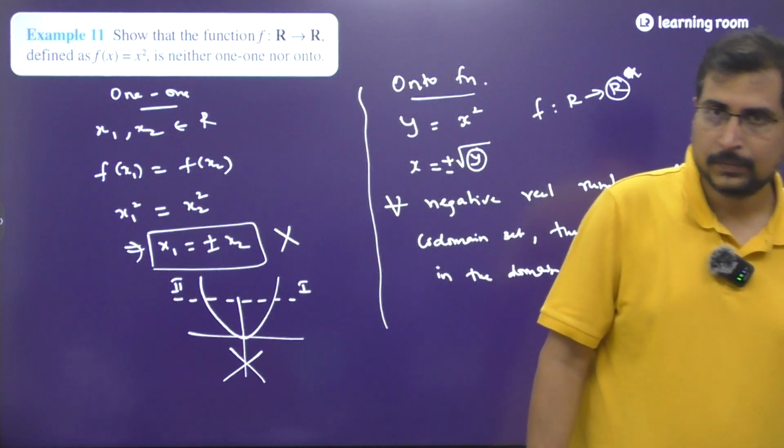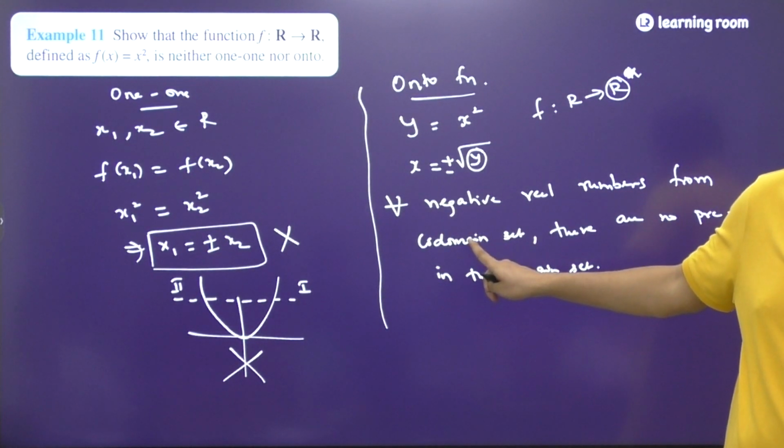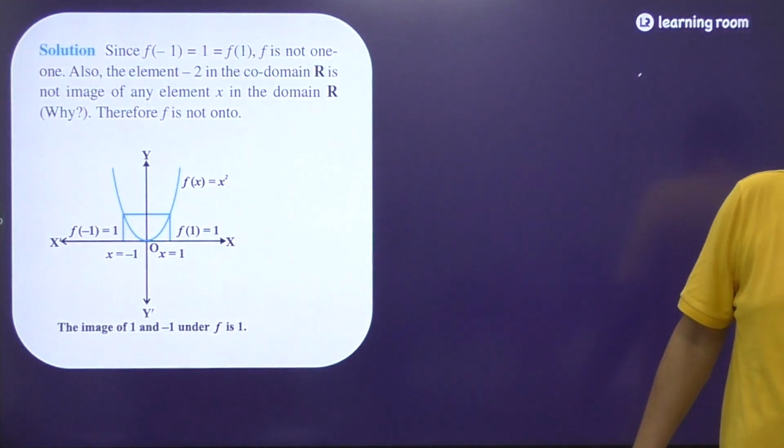Shall I proceed? So are you able to understand the graphical representation for one-one and onto? Yes? Shall I proceed?